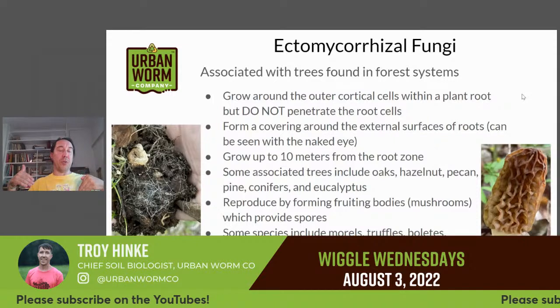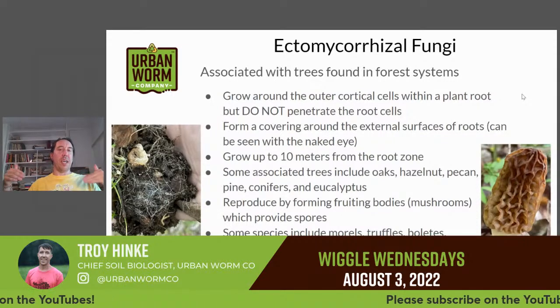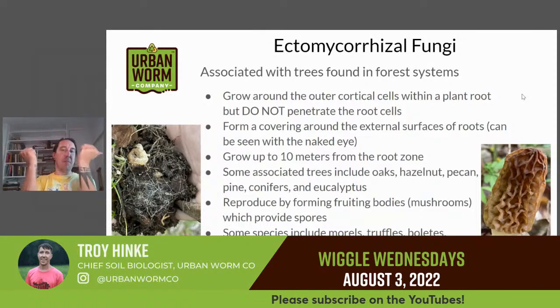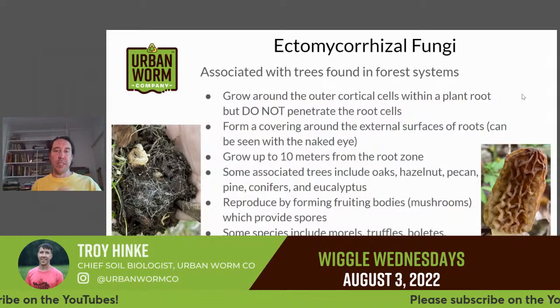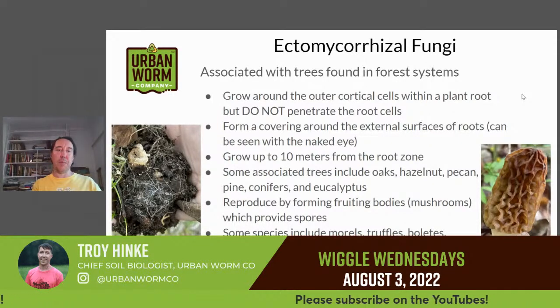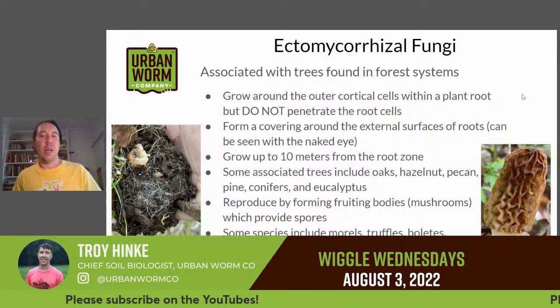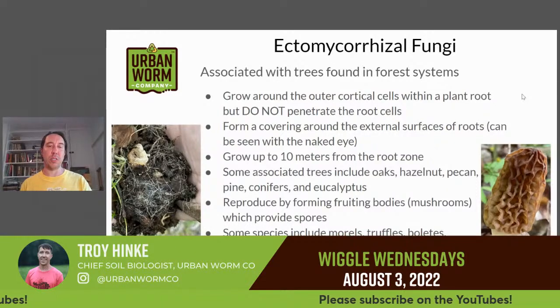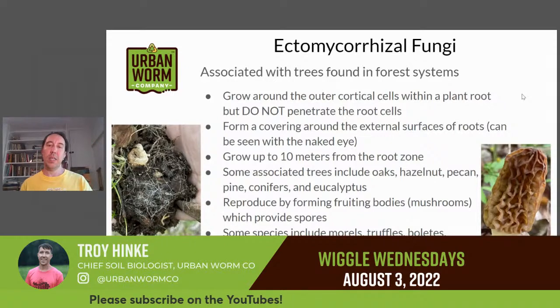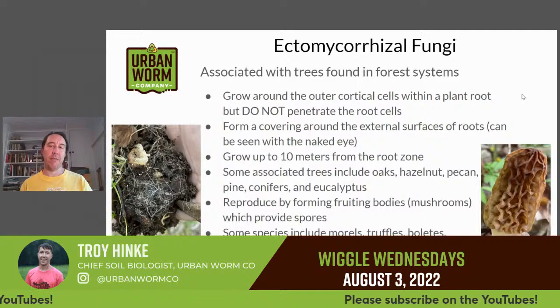So they reproduce through fruiting bodies, which are mushrooms, and those are going to pop up, form spores, and pop out the spores all over the soil so that they can reproduce above the soil. Some associated trees, like I mentioned, include oaks, hazelnut, pecan, pine, conifers, and eucalyptus. Those are just a few of the many. And then, like I said, they reproduce by forming fruiting bodies, which provide spores. Some of the species that are ectomycorrhizal are going to be morels, truffles, boletes, chanterelles, and puffballs.